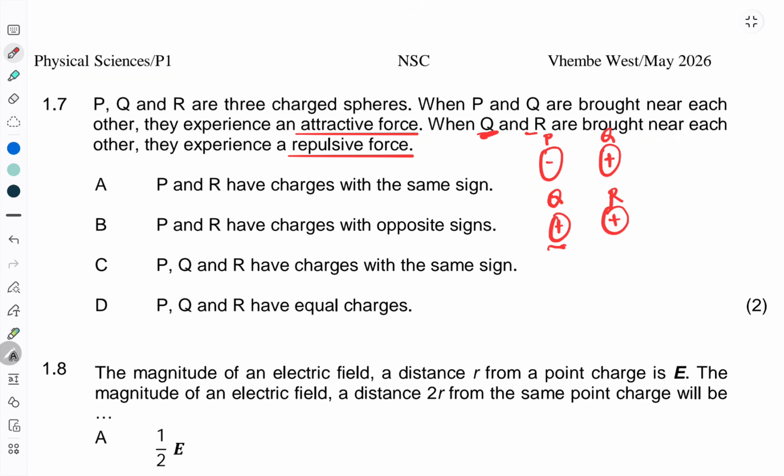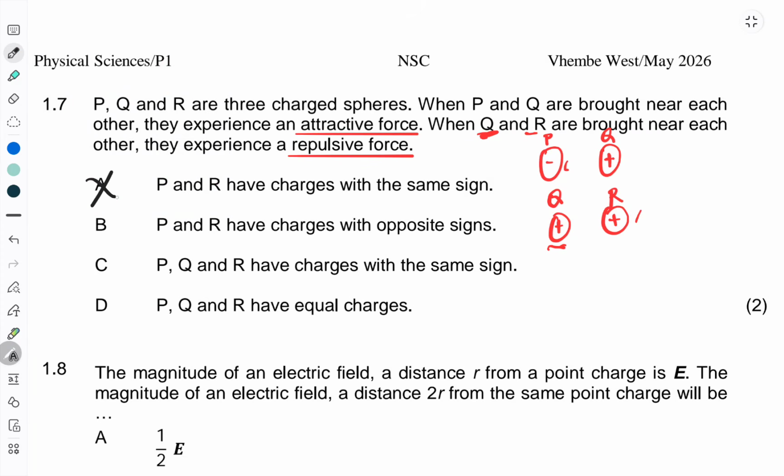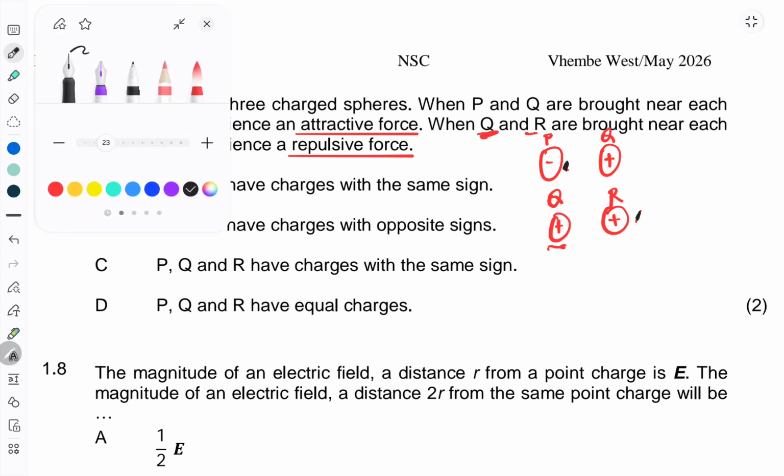So when we check our options, P and R have charges with the same sign. Are they the same? No. So this one won't work. It's out. P and R have charges with opposite signs. Yes, I can take this one. In the scenario that I created, P is negative, R is positive. So yes, that's acceptable.